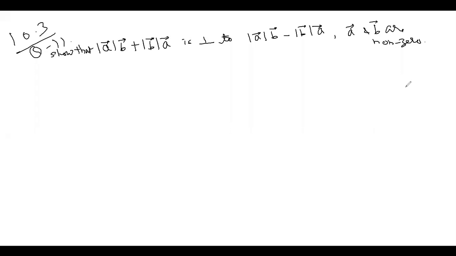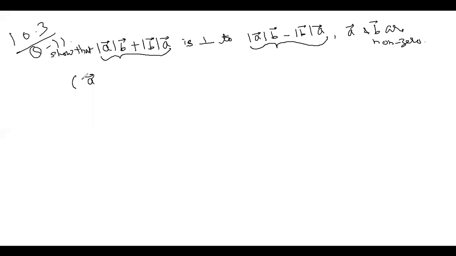Exercise 10.3, question number 11. Show that these two vectors are perpendicular, where both are non-zero vectors. Otherwise, we cannot do it. This is the condition: they must be non-zero. So we have to show that this vector is perpendicular to this vector. That means we have to show their dot product should be equal to 0.